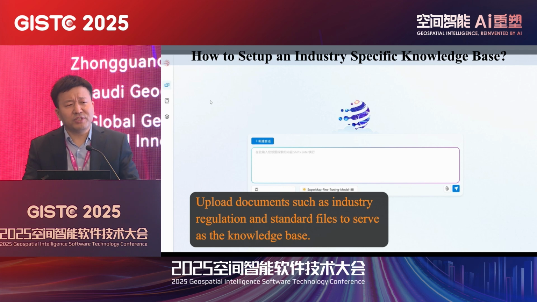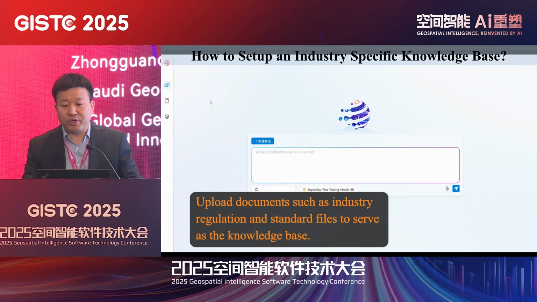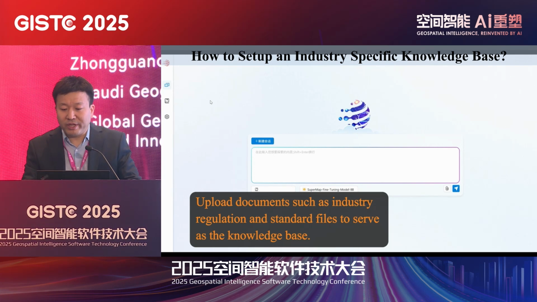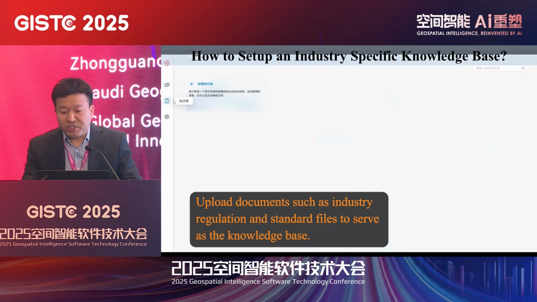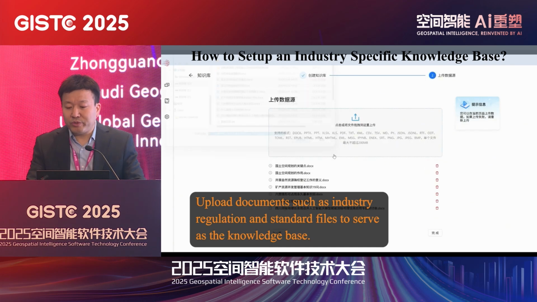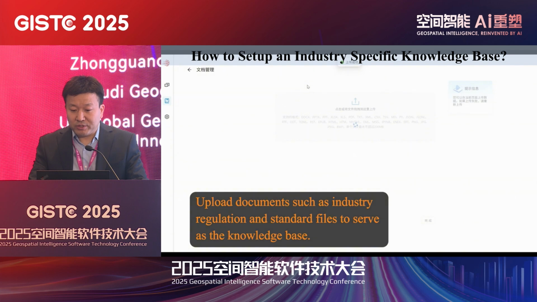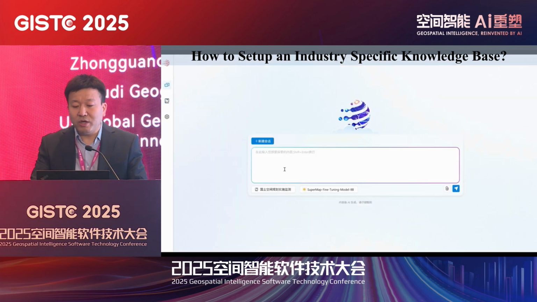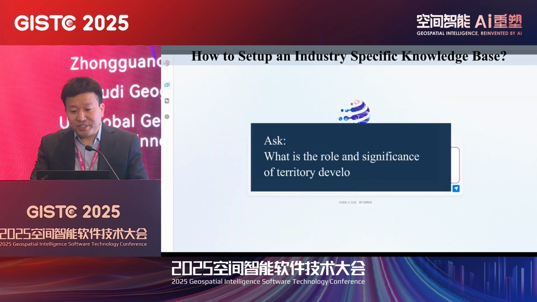So what's the difference about the geospatial AI agent? What's the difference to general AI agent? The difference is we help to build the industry-specific domain knowledge base. How to build the specific knowledge base? First, we upload the documents, such as industry regulations and standard files. Then the agent server will learn the knowledge itself.